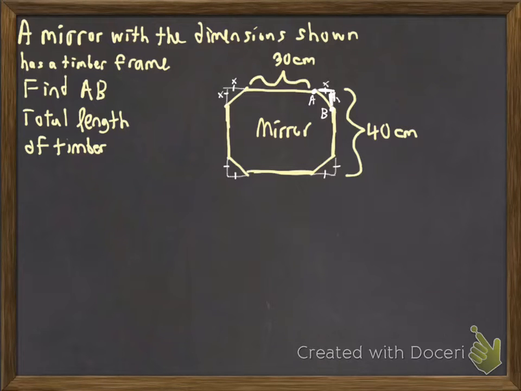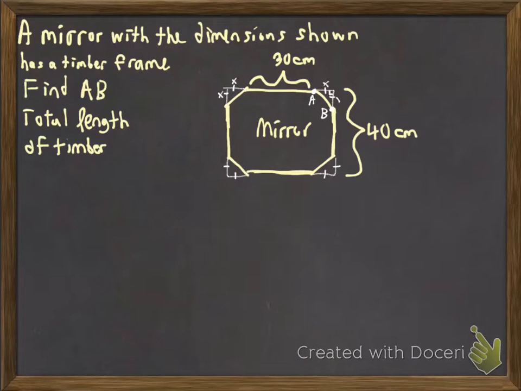We don't know that, so let's call it x. Now, the diagram told us that it's congruent, so we can call all of those x. Since this is a right triangle here, once we know what x is, we can use the Pythagorean theorem to find AB. So let's go ahead and find x.